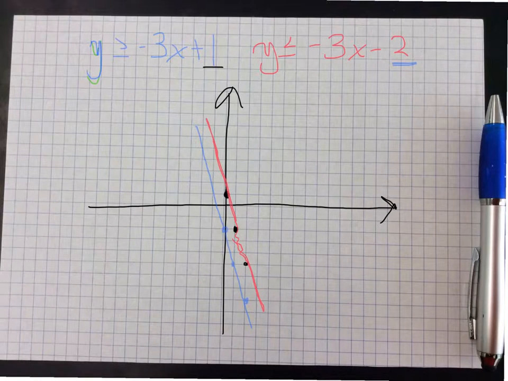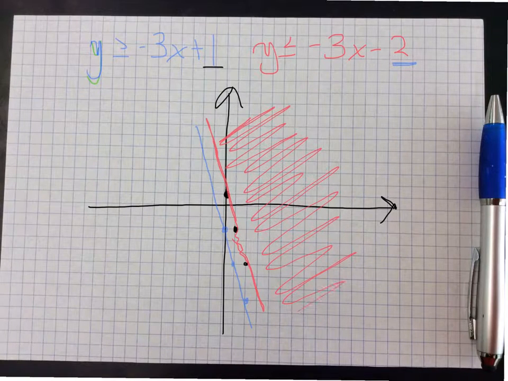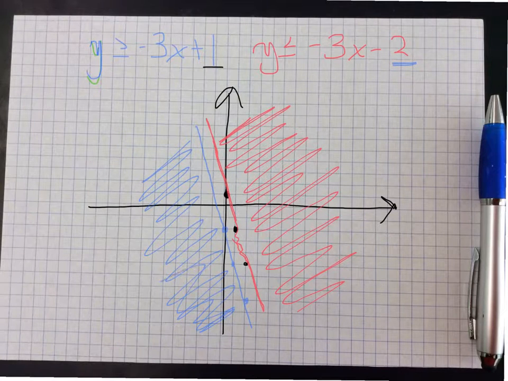And then I have shading to do. For the first line, it was y is greater than or equal to negative 3x plus 1, so my shading will be everywhere above that line. For the second line, y is less than or equal to negative 3x minus 2, because it's less than or equal to, the shading would be below. And of course we can see here that the shading doesn't overlap anywhere.